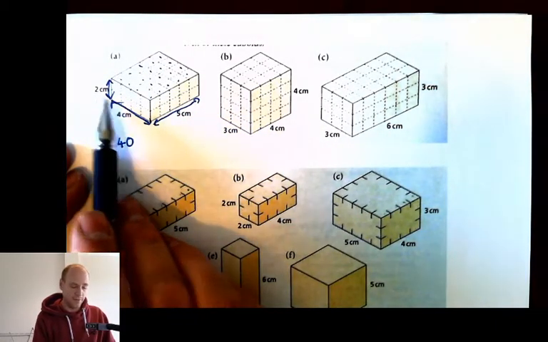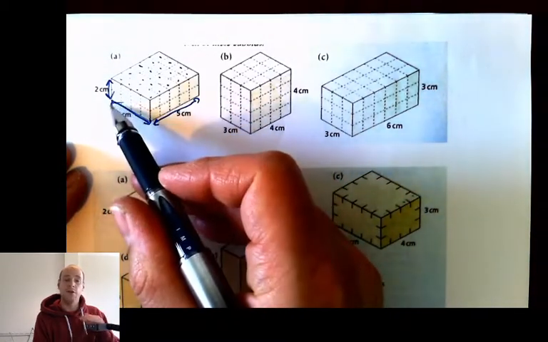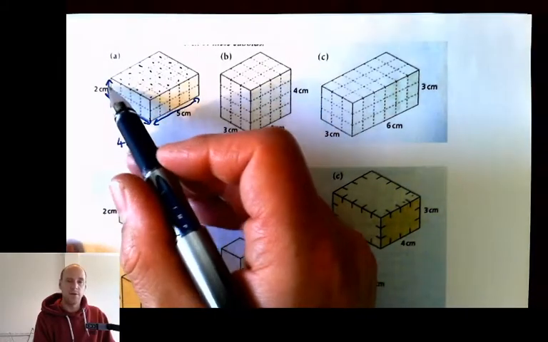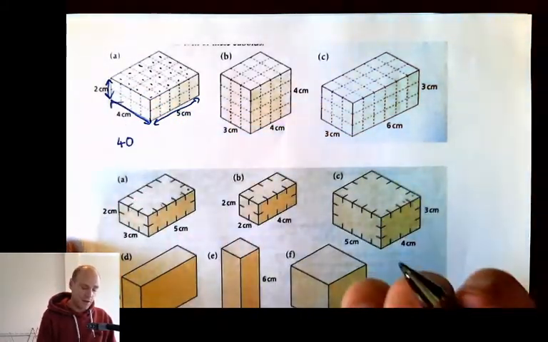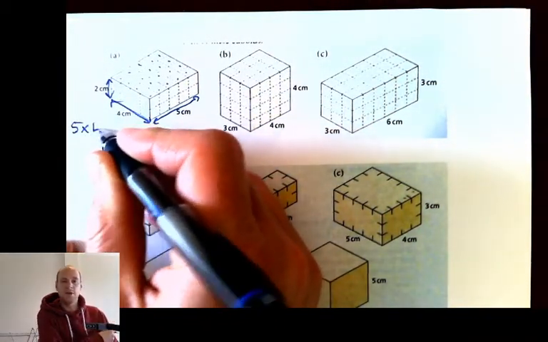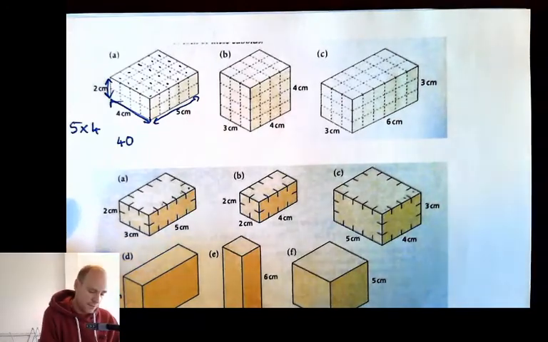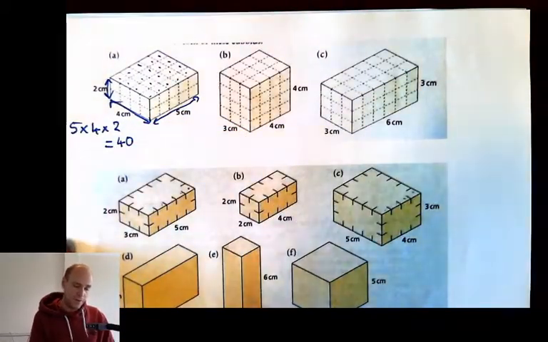So what I've done there is I've done 5 times 4 to find out how many cubes there are on the top, and then I've multiplied it by 2 to find out how many cubes there are in total. So that's 40. So we could write down that calculation. I've done 5 times 4 to work out how many cubes there are on the top, and then I've times it by 2, and I've got 40. So let's see if we can do a similar thing over here.